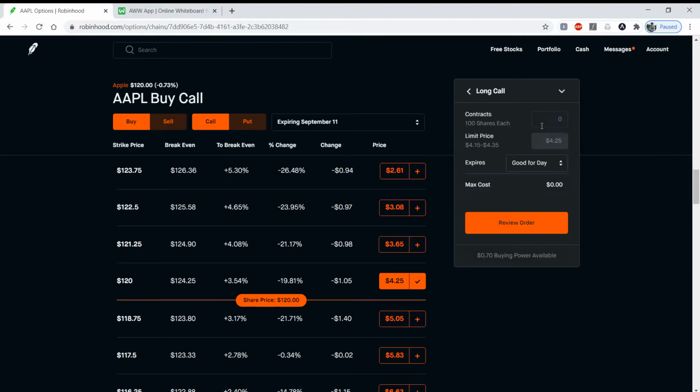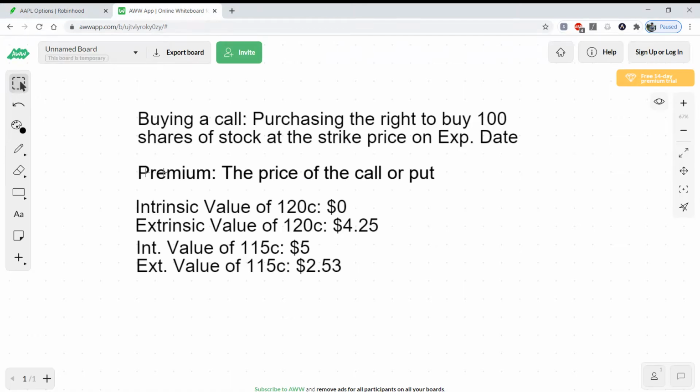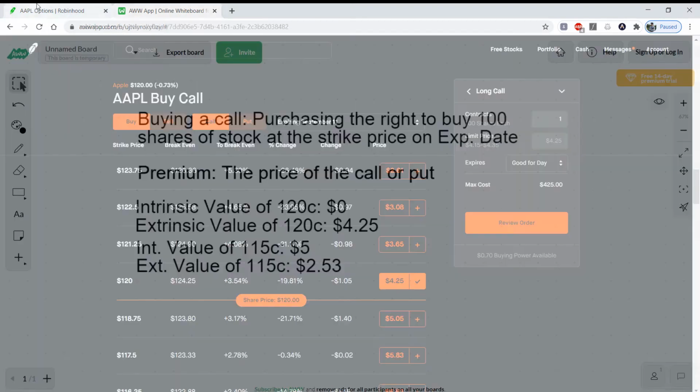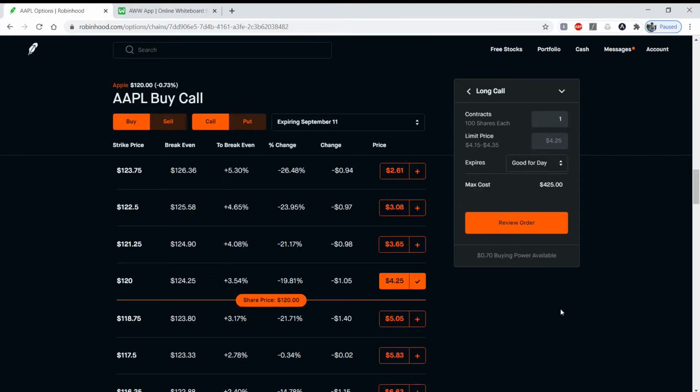So as you see, if I continue here, if I do buy one contract at $4.25, it's going to cost me $425. It's $425 of premium, which is the price of the call or put, in order to purchase the right to buy 100 shares on September 11th at $120 per share. Now, some of you might be thinking, well, I can't afford $120 per share. I can't afford $12,000.